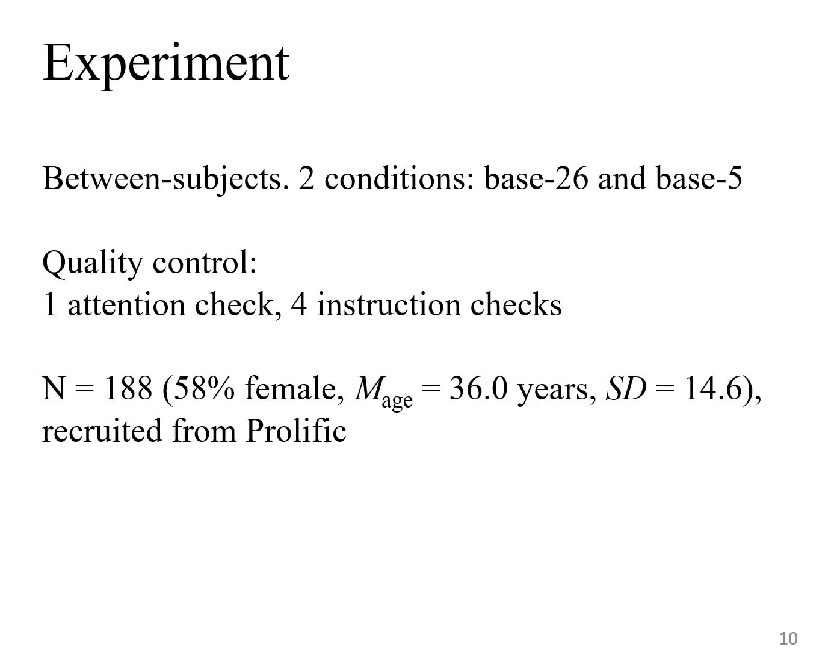We conducted the experiment as a between subjects design, with one condition for each scale to avoid training or carryover effects. To guarantee data quality, we employed 1 attention check and 4 instruction checks, which were designed to check if participants understood the instructions and the scale. We recruited participants from Prolific, and the final sample included 188 participants. The study was pre-registered on the Open Science Framework.